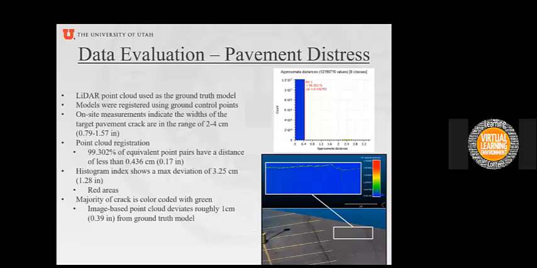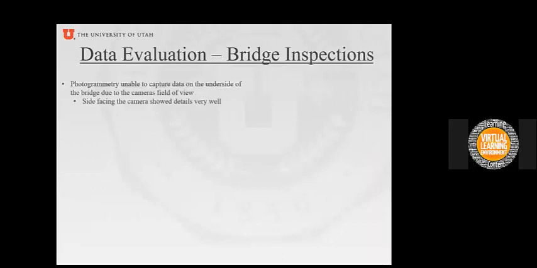And a little bit about bridge inspections. So photogrammetry is unable to capture any data regarding the underside of the bridge, and this is due to the camera's field of view. And what I mean by that is whenever we're driving on these highway sections with our camera mounted to our vehicle, it's pointing forwards. So as we're passing underneath the bridge, the camera is still pointed forward, so it can't really gather much data regarding what is underneath the bridge. If the camera was angled up, it could possibly gather more data, but for the purposes of our asset management collections, we wanted the camera mounted straight. However, the side of the bridge facing the camera as you're driving up to it shows details very well. You can even see connections.